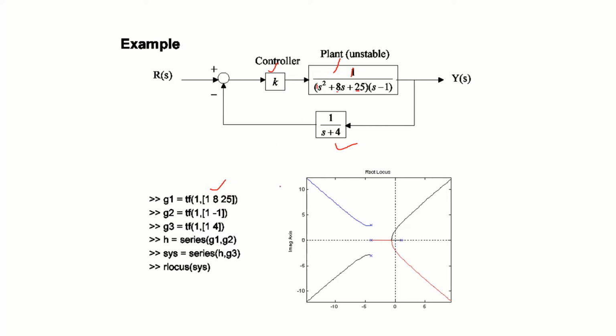G3 is tf(1, [1 4]). I have got this. Then let me multiply these two, so series G1 comma G2. Fine. The system is okay. Now we have H meaning this part and G3 meaning this part. So if I say rlocus, it will draw the root locus within no time.